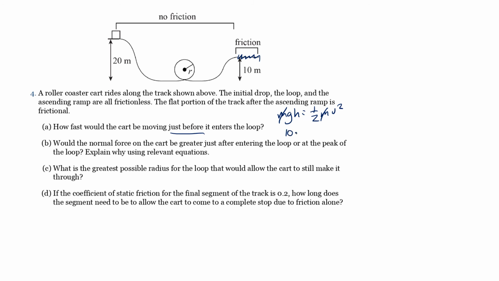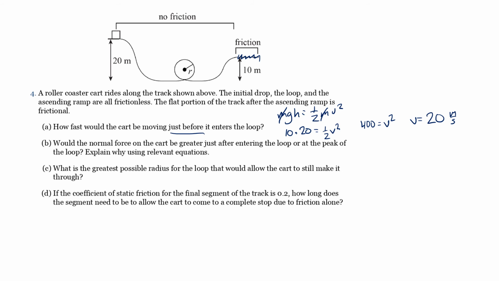10 times, these are in meters, so we're all good here, is equal to 1/2 v squared. So it's going to be 400 is equal to v squared. V is equal to 20 meters per second. Excellent. Now, if you did 9.8, you get something really close. It's 19.8, and they're totally fine with either one.